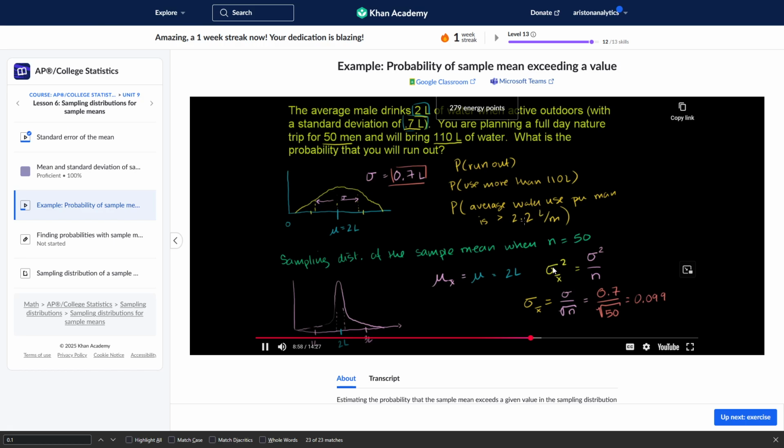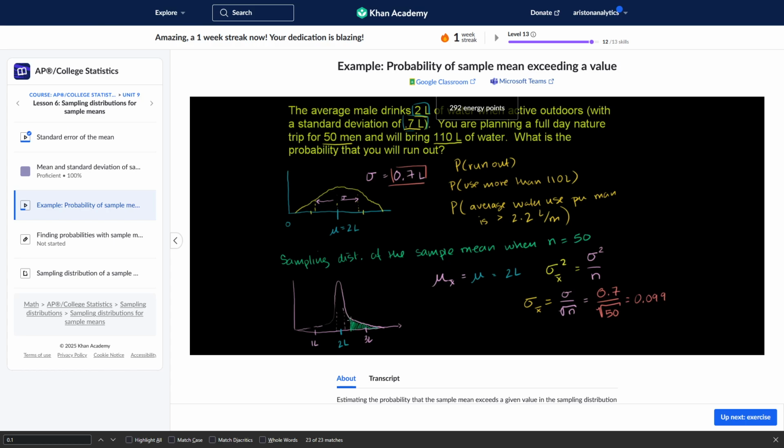We want the probability that our sample will have an average greater than 2.2. So this is the distribution of all of the possible samples, the means of all of the possible samples. Okay, so we had the mean. Now, to be greater than 2.2, 2.2 is going to be right around here. So we essentially are asking if our sample mean falls into this bucket over here.